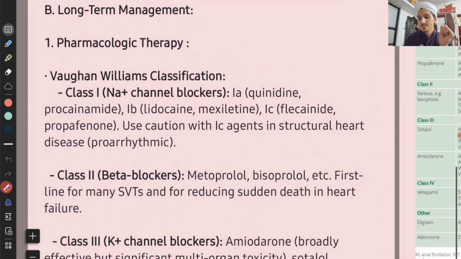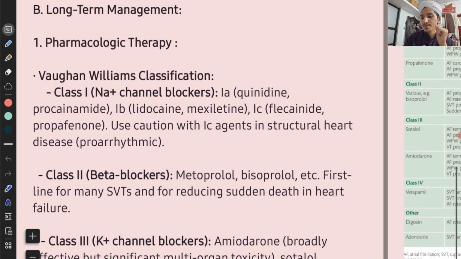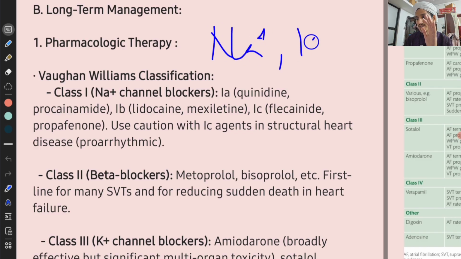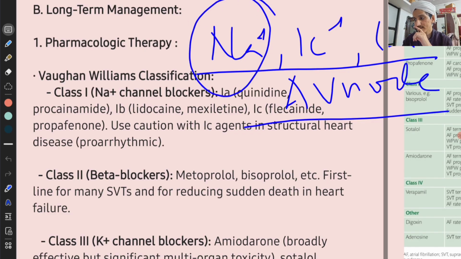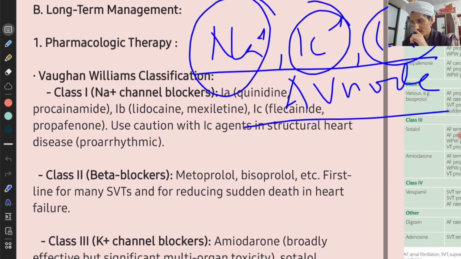Long term management: you remember Vaughan-Williams classification in pharmacology. All these electrolytes play a role in maintaining the cardiac action potential. The main electrolytes are sodium, potassium, and calcium, and the AV node also. So you will give sodium blockers, potassium blockers, calcium channel blockers, and AV nodal blockers.